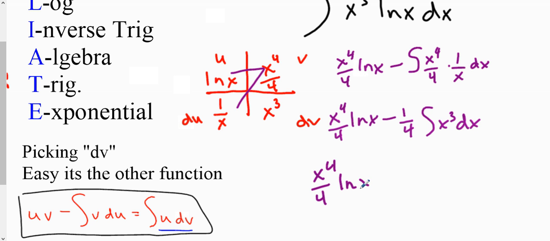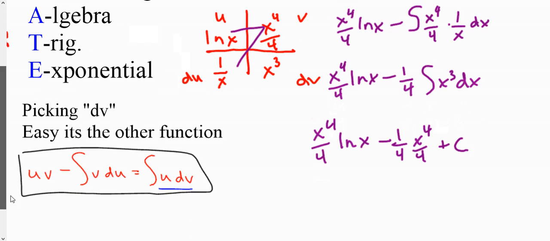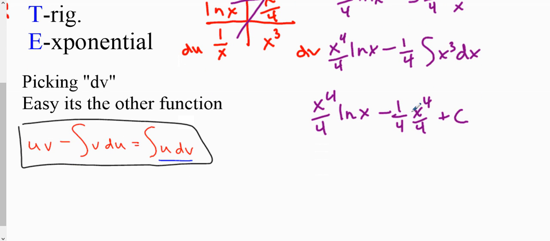x to the 4th over 4 times natural log of x minus 1/4. And we take the antiderivative of this, which is going to be x to the 4th over 4. And we're going to have plus c, because we don't have a definite integral. Bada bing, bada boom. We can write our final simplified answer. We can factor out an x to the 4th if we wish. What I have left over then is natural log of x minus 1 over 4, and that's all plus c.